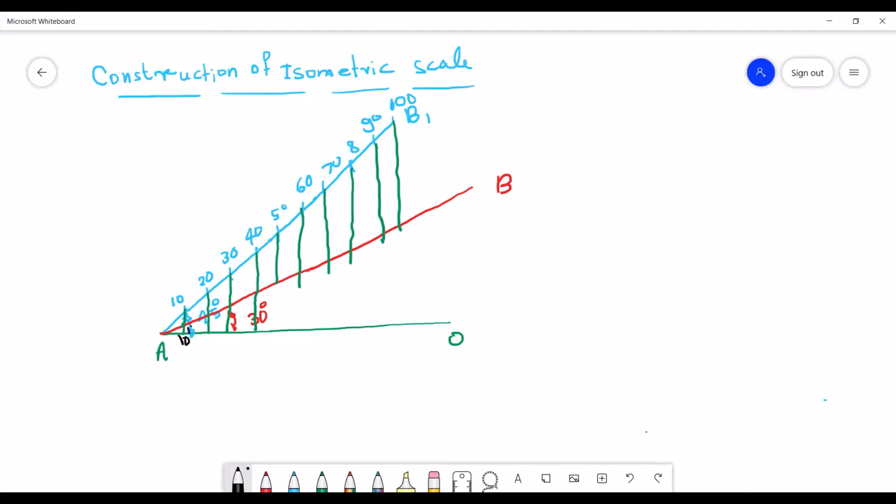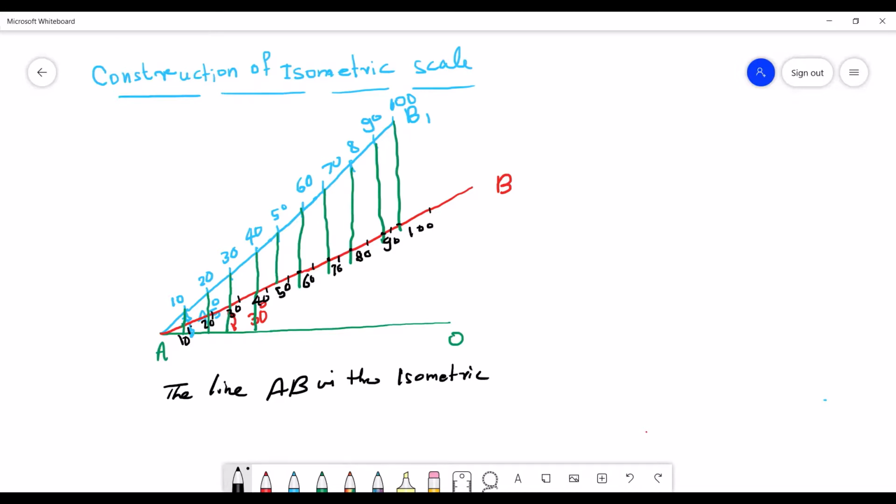This is 10 dash, we can give 20 dash, 30 dash, 40 dash, this will be 50 dash, and this point will be 60 dash, this point will be 70 dash, and this point will be 80 dash, and this point will be 90 dash, and this point will be 100 dash. So the line AB is the isometric scale.